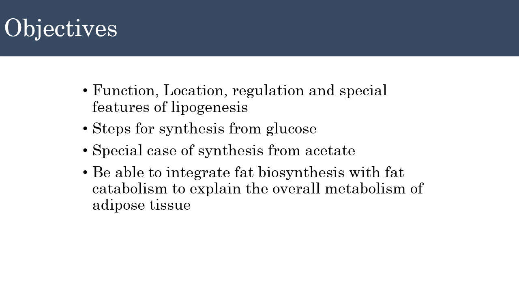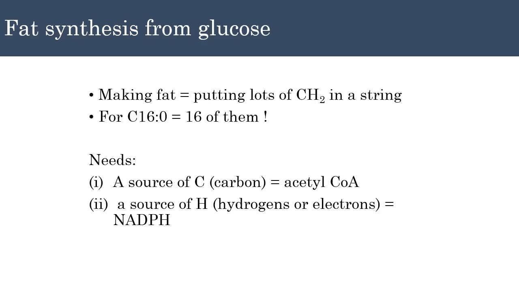Okay, so the catabolic and the anabolic processes. The synthesis of fat from glucose is essentially making fat. So it's putting lots of carbons and hydrogens in a string together. Much like beta oxidation was breaking these down, 2 carbons at a time, this is the process of building them up. Lipogenesis goes up to C16, so it's putting 16 of these carbons and hydrogens together.